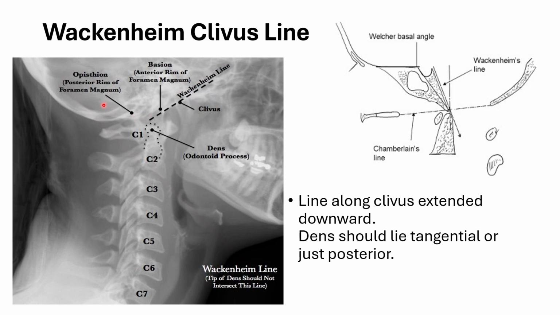Now another line is the Wackenheim clivus line, that is the line drawn obliquely from the surface of the clivus, extending downward. So this is the line we can see here. This is the X-ray image. This is the annotated image, and this shows the oblique line, and the dens should lie tangential or just anterior to this line. We can see here this is the line drawn, and this is going tangentially, and the dens should lie below and anterior to this line. This line should remain posterior to the tip of the dens.